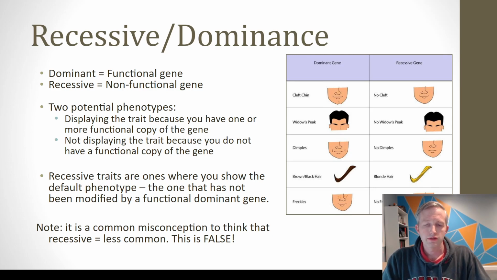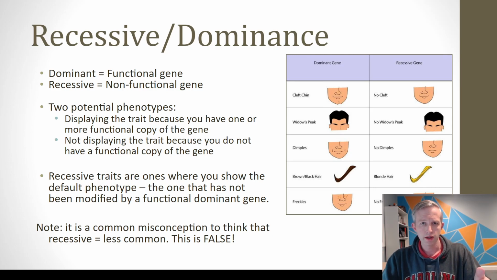One last point on this bottom part here. It is a wide misconception to think that recessive is less common, that it's going to be overshadowed by dominant, that it's just a matter of time before it's gone from the population. Statistically and otherwise, that's not true. In fact, looking down this list, we can see lots of examples of recessive traits that are far more common than the dominant other half.